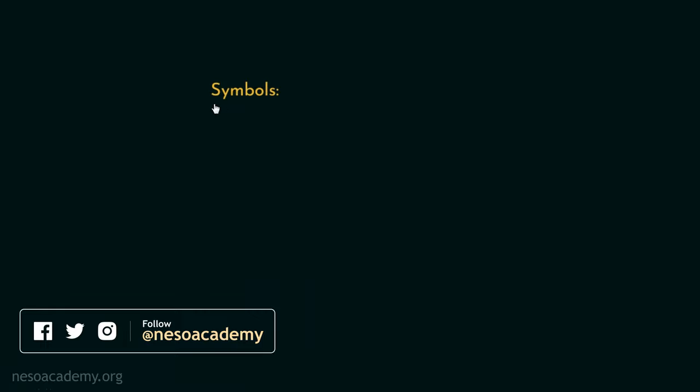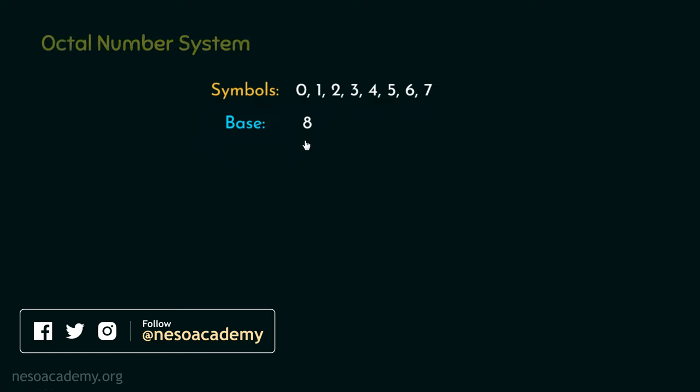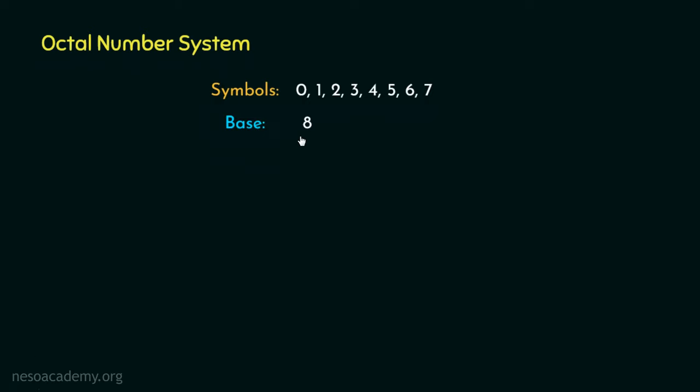Now this number system has the symbols 0, 1, 2, 3, 4, 5, 6 and 7. So in this, the total number of symbols is 8. Hence, the base of the number system is 8. And that's the reason why this number system is called the octal number system. Here the name octal pertains to the base value 8. The octal number system has a special significance with 3-bit binary numbers.